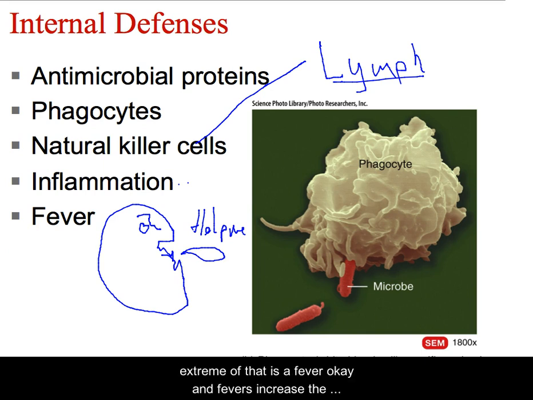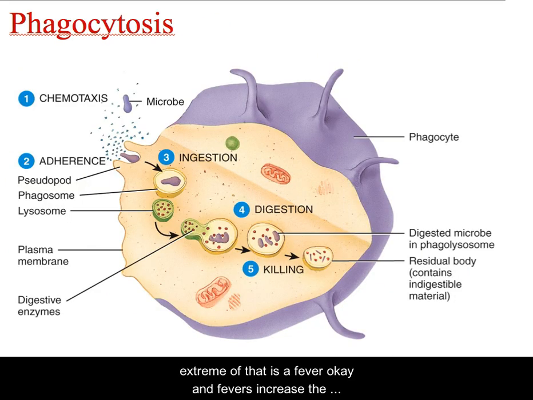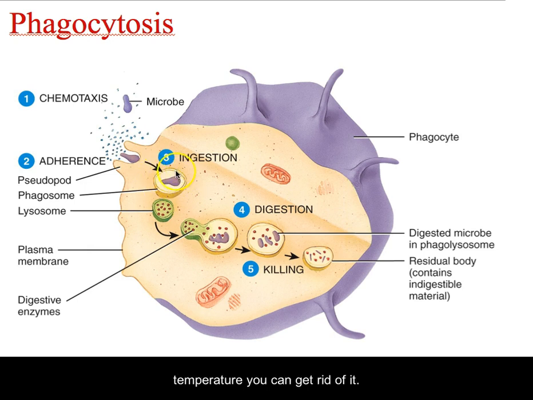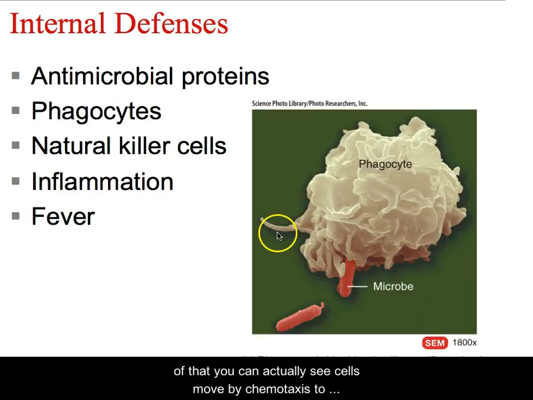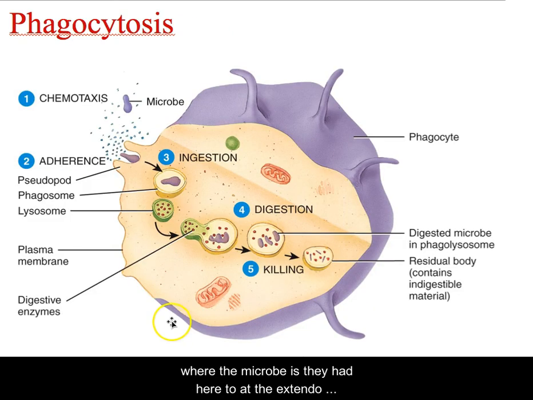How does this work? Well, you can actually see here cells move by chemotaxis to where the microbe is. They adhere to it. They extend those pseudopods I was just telling you about. They ingest it. They put it inside a vesicle that's called the phagosome. The phagosome fuses with the lysosome, and now you actually destroy it. You can see here in that cartoon what's going to happen to it. That's its fate. The residual bodies are going to be exocytosed out of the cell.